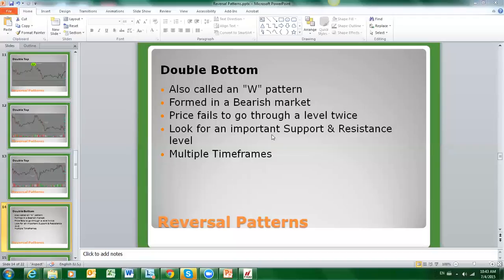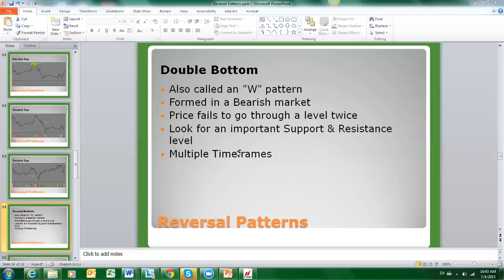And we are looking for an important support and resistance level for which to look for this double bottom. You don't just take it just because. You have to look for a major support and resistance level, which increases the probability of making money in the trade. We're only looking for higher probability trades. You don't take anything and everything that you see. You wait, and you look for high probability trades, and that's when you get into the market.